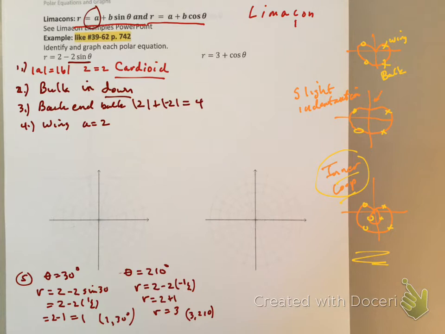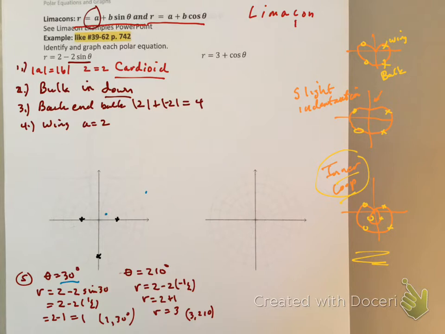Let's do the locations in black. So the bulk is down, and I need to go 4 units down. The wings are always perpendicular to the bulk, so if the bulk goes down, the wings go right and left, so I went 2 units that way. Now I'm going to do the 2 points, and I want to do these in different colors. This point right here, here's the 30-degree angle. I'm supposed to go out to 1.